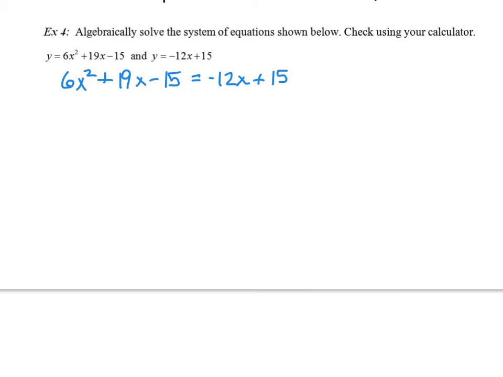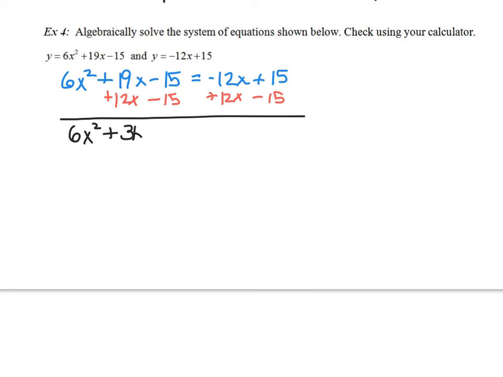We need to put this equation in standard form, so let's add 12x to both sides of the equation and also subtract 15 from both sides of the equation as well. So I have in standard form my equation 6x squared plus 31x minus 30 equals 0. And again, this is a really tough equation. It might be factorable, but those numbers are really big, so I don't want to even try to factor this.